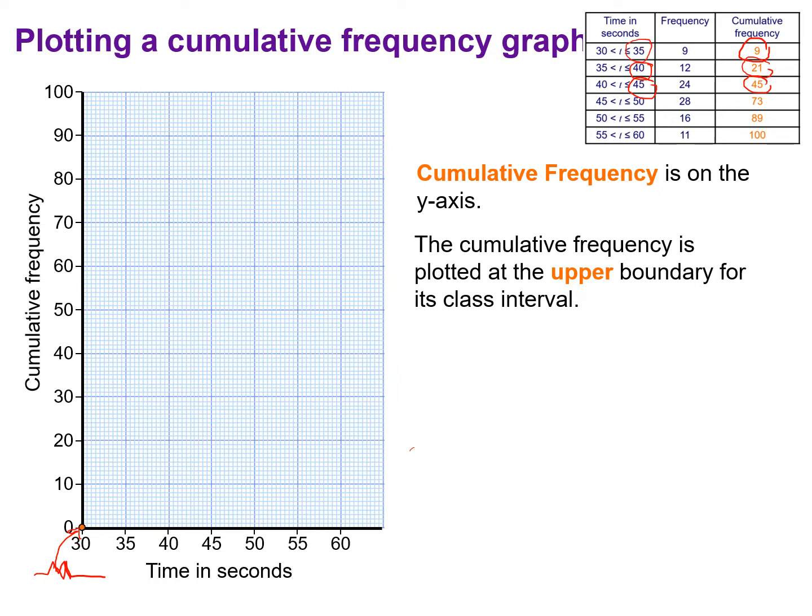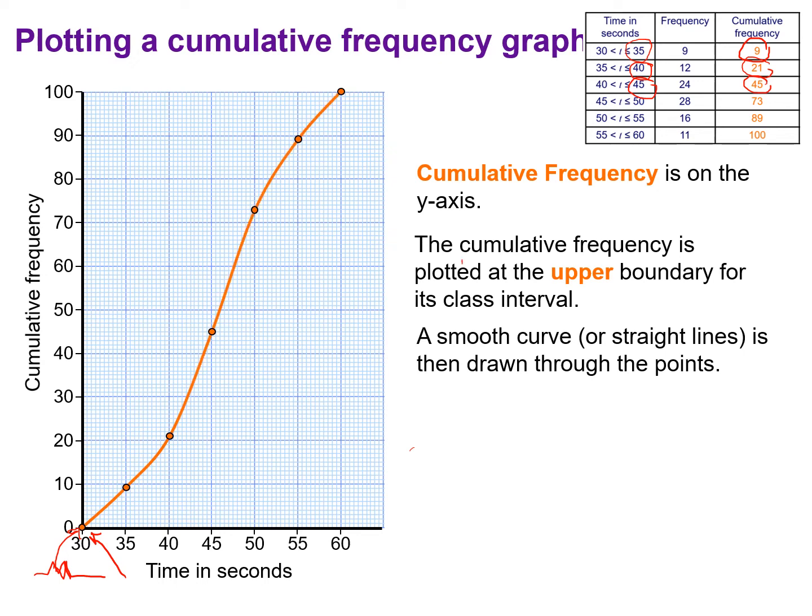So let's see how we plot these values then. This plots them on there for you. Okay, so notice the 9 is plotted at 35, the 21 is plotted at 40, the 45 is plotted at 45, etc, etc. And right down at the bottom here, they have plotted 0 at 30, because there was nobody that held their breath for less than 30 seconds. Okay, so we've plotted our values. When I plot them, I would usually use a cross rather than a dot. Okay, now we can join them up.